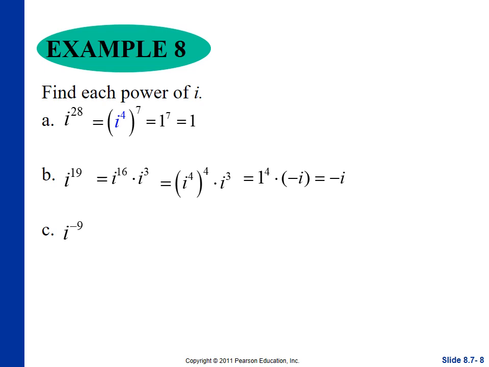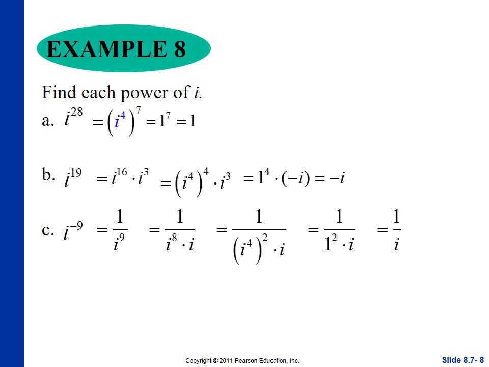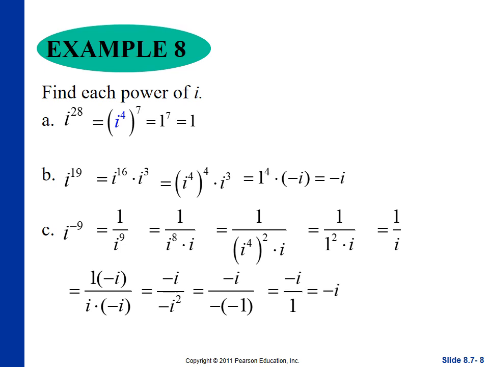Next, i to the negative 9th. So this is now a fraction. What we're going to end up doing with this situation is 1 over i to the 9th. So 1 over i to the 8th times i, well, i to the 8th is 1, so it's 1 over i. And since we don't want i in the denominator, now we have to multiply both the numerator and the denominator by the conjugate of i, which is negative i. So we multiply that through, we get negative i over negative i squared, negative i over negative 1, which is positive 1, which becomes negative i.